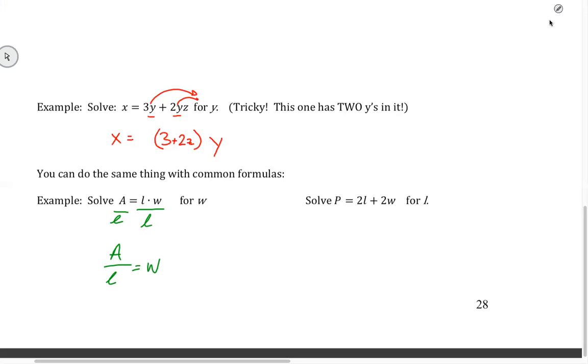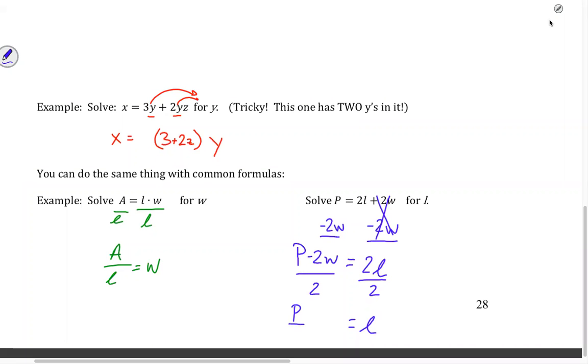Easy enough. Now for the sake of time, I want to solve for L over here with the perimeter. So I'm going to subtract 2W. That's going to give me 2L equals P minus 2W. And then I'm going to divide by 2. And that's going to give me L equals P divided by 2 minus W.